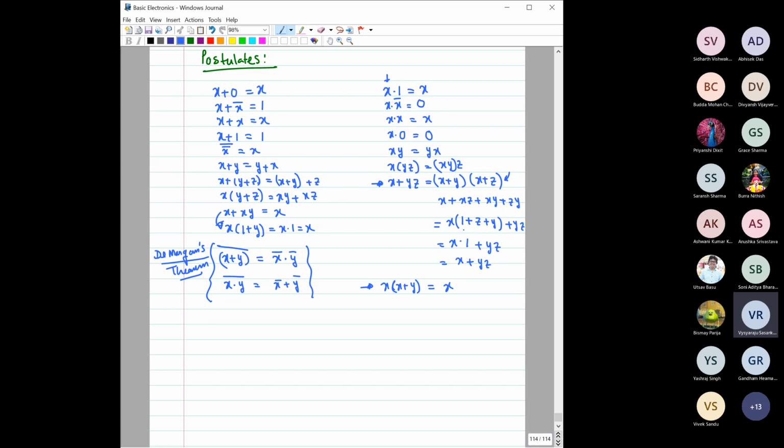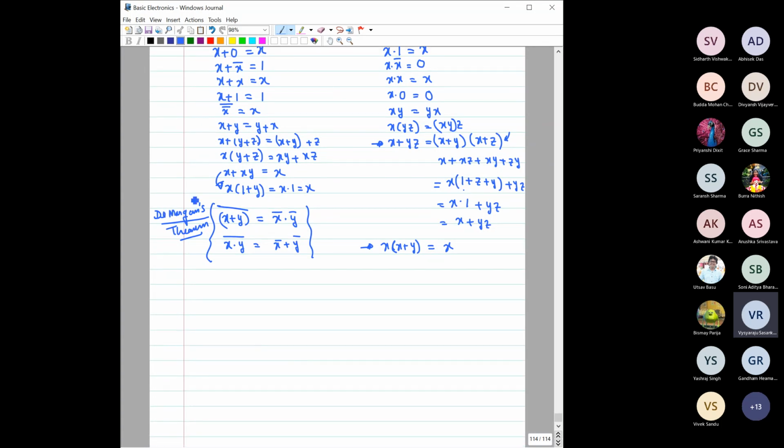Now we will take some examples, and one more thing is important to mention: operator precedence. First, you operate the parenthesis or the brackets. Then it would be the NOT. Then the third one would be AND, and the fourth one would be OR.